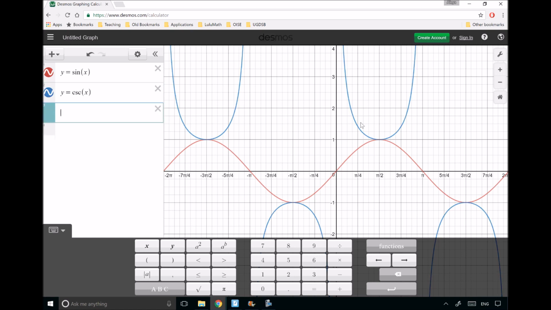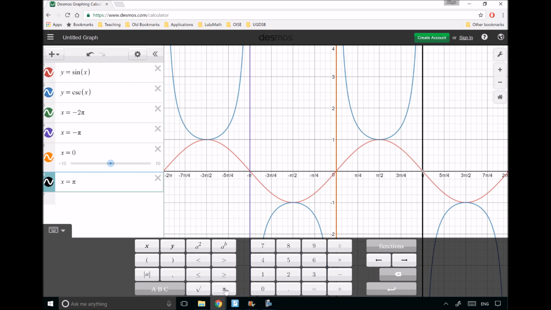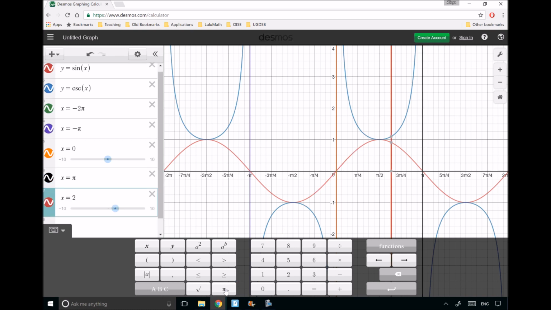We had our asymptotes at x equals negative 2 pi. All right, we also had another asymptote at x equals negative pi. So there we go. We can see that there's an asymptote there for sure. We had another asymptote at x equals 0. We had another asymptote at x equals pi, so on and so forth. So we can see all of our different asymptotes.